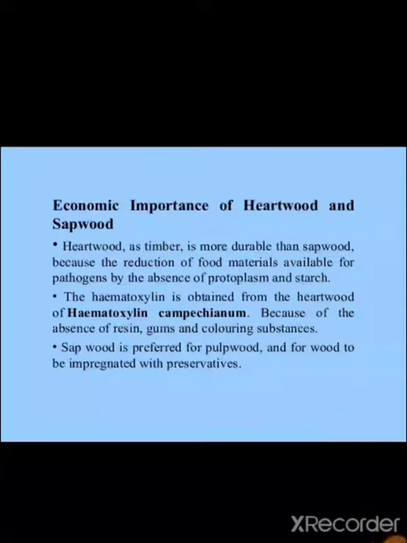Economic importance of heartwood and sapwood. Heartwood as a timber is more durable than sapwood because of the reduction of food materials available for pathogens by the absence of protoplasm and starch. The hematoxylin is obtained from the heartwood of the hematoxylin tree. Sapwood is preferred for pulpwood and for wood to be impregnated with preservatives because of the absence of resin, gums, and coloring substances.